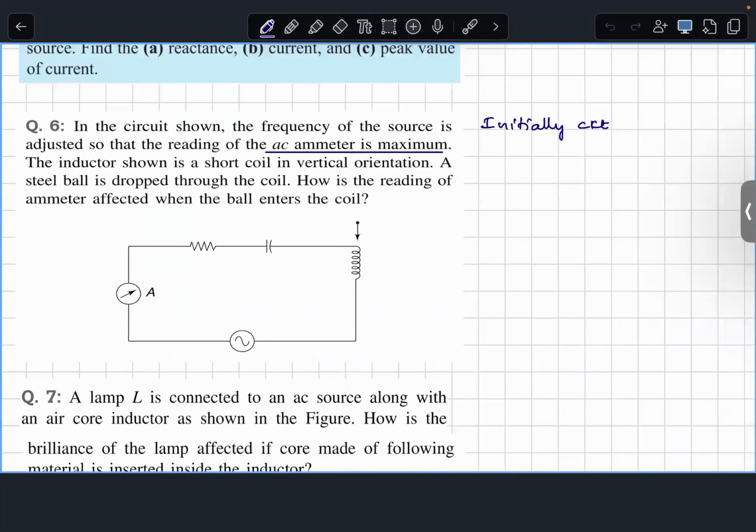How is the reading of the ammeter affected when the ball enters the coil? L changes. So in fact, L increases, omega L increases. So Z decreases. No, Z increases. So I decreases. The ammeter shows a decrement in the previous reading. So long as the ball is in the coil, the reading is low. Any doubts? Boys and girls, any doubts?